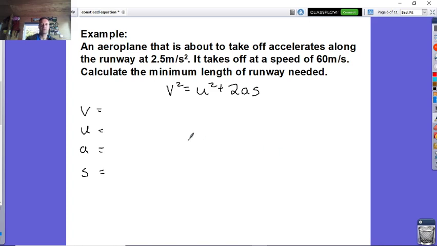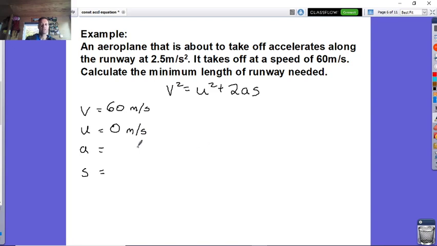V, U, A, S. So the final speed: the aeroplane is about to take off and accelerates along the runway at 2 meters per second. It takes off at a speed of 60. So I know then the final speed is going to be 60. Okay? Now, if it's going to take off, isn't the initial speed going to be 0?